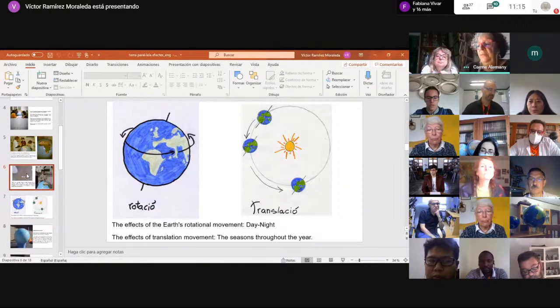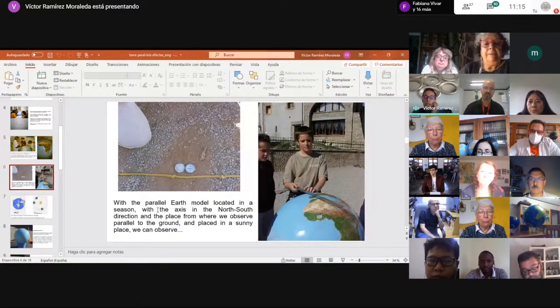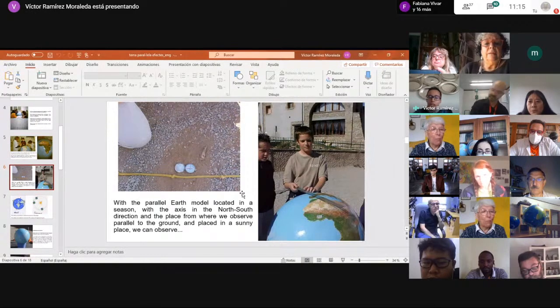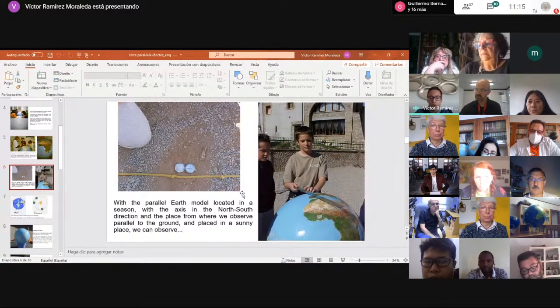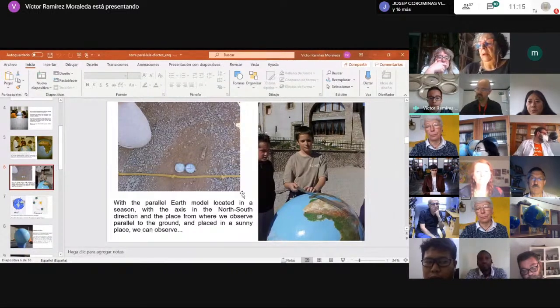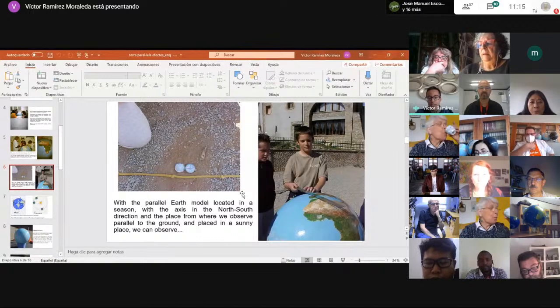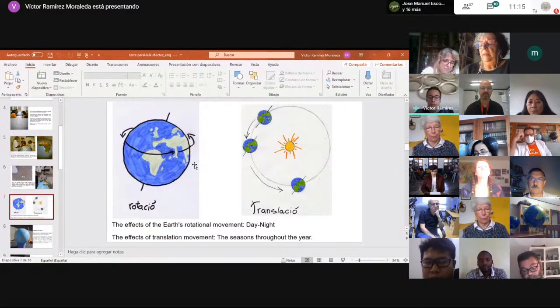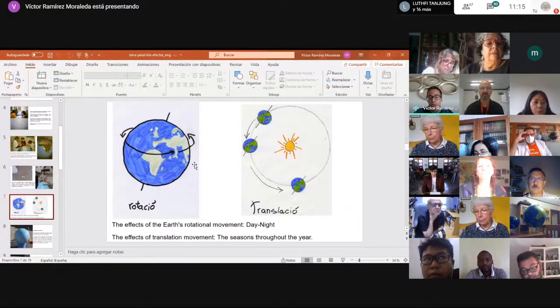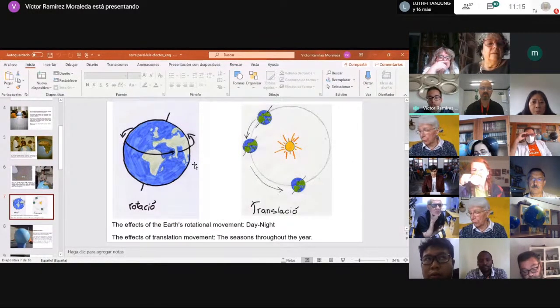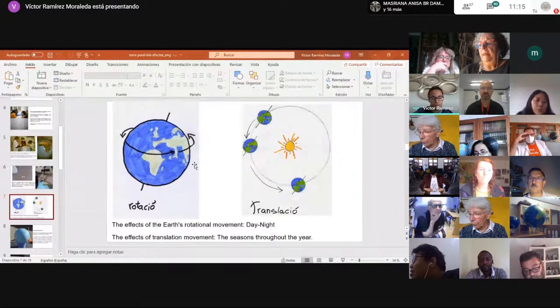So with this parallel Earth model located in a season and with the axis in the north-south direction, in the place from where we observe, parallel to the ground, and placed in a sunny place, this is important. In this way, we can observe these two movements: the effects of Earth's rotational movement, day and night, and the effects of translation movement, the seasons throughout the year.